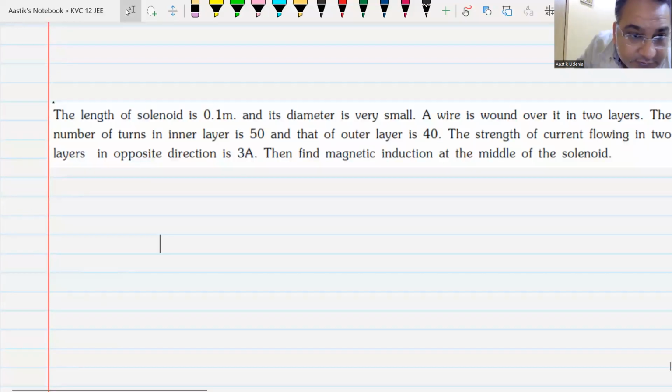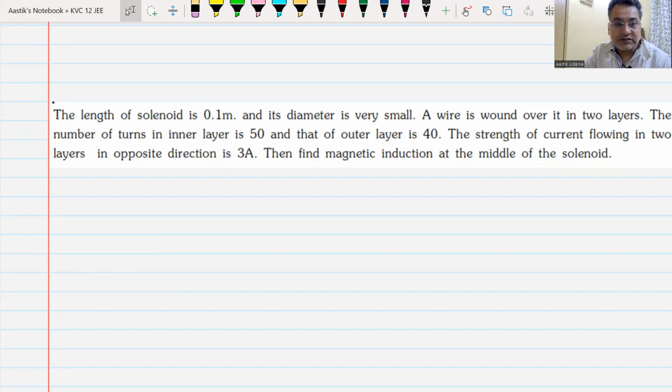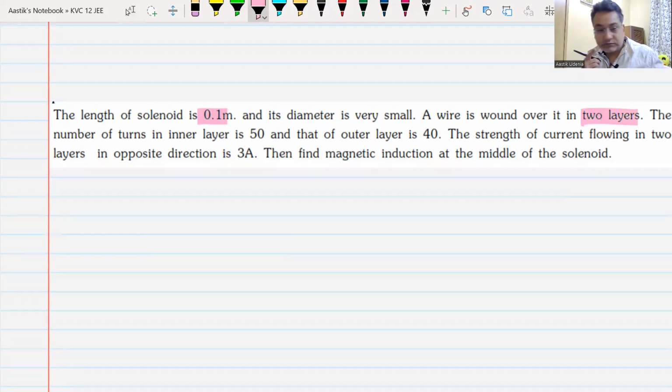This one, my dear friends, is the next one, and we are done with the solenoid questions. I'll give you 2 minutes to give me the answer for this one. So how are we supposed to do this? The length of the solenoid is 0.1. Diameter is very small. 2 layers. Remember, 2 layers. The wire is wound; the first inner layer has 50 turns, the outer layer has 40. Both currents are the same, but they are flowing in opposite directions.